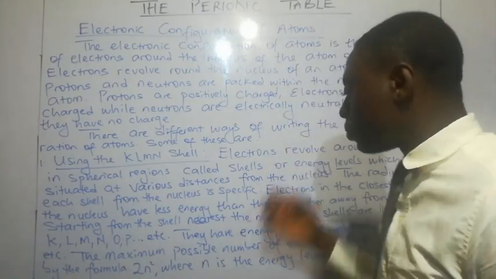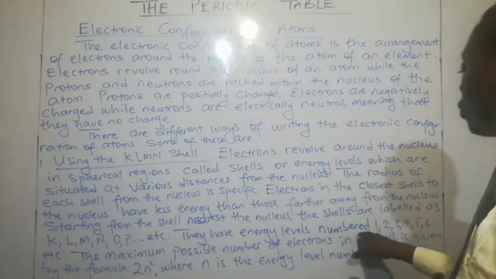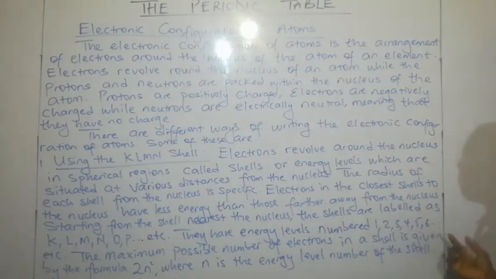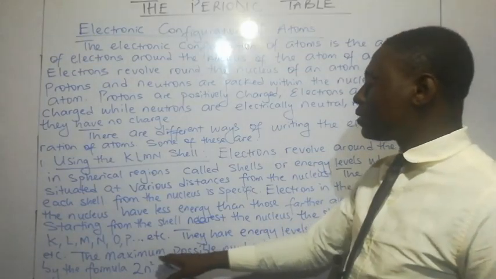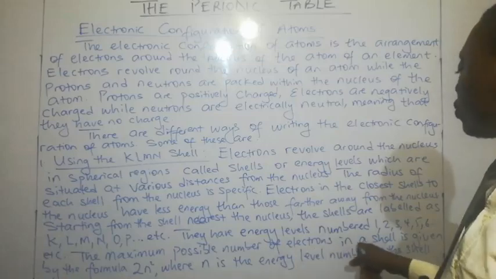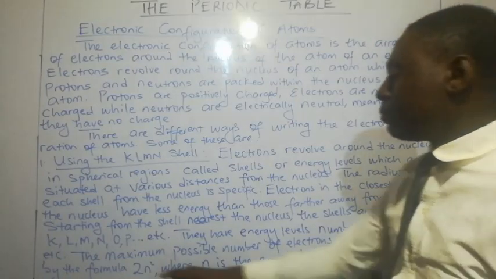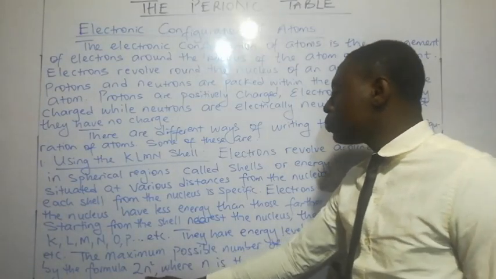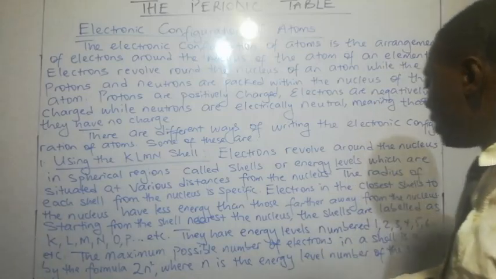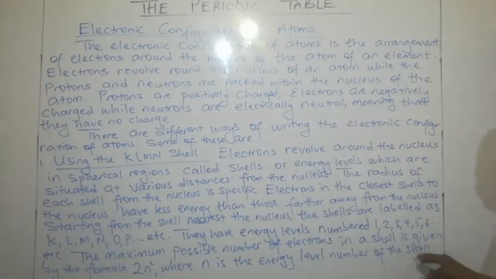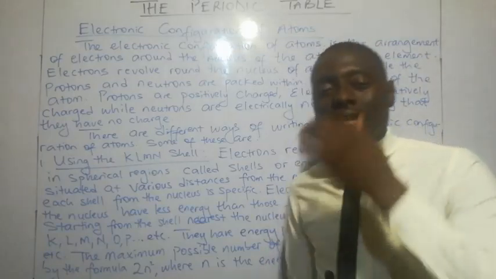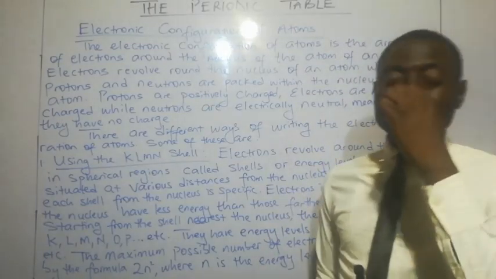I'm going to explain that one more time. They have energy levels numbered 1, 2, 3, 4, 5, 6, etc. The maximum possible number of electrons in a shell is given by the formula 2n squared, where n is the energy level number of the shell.